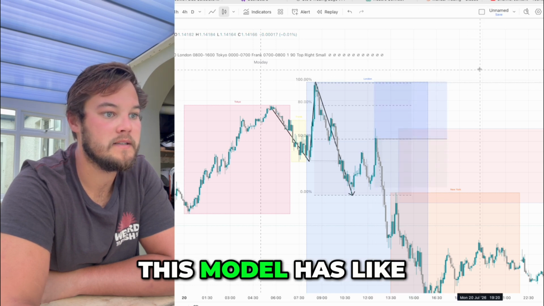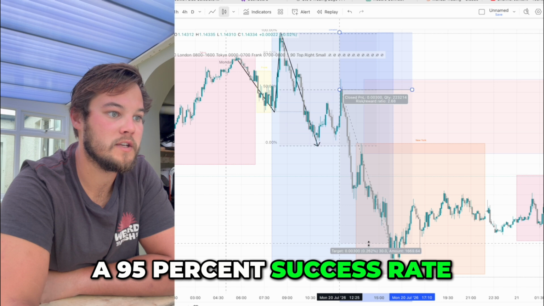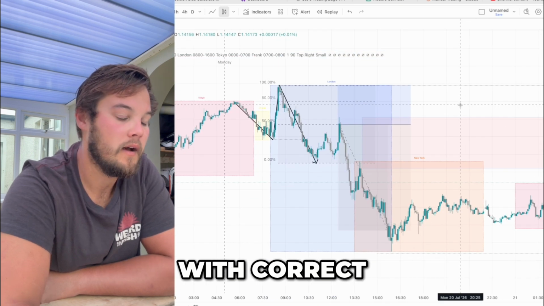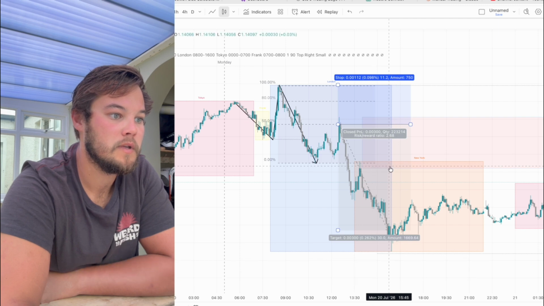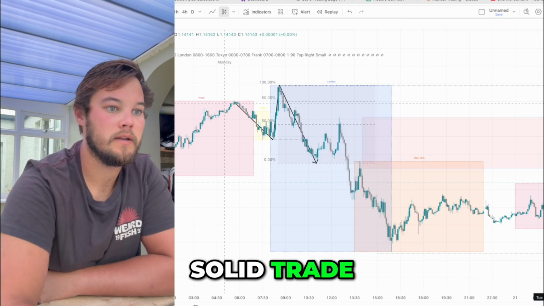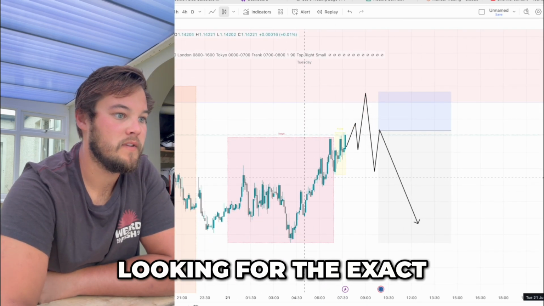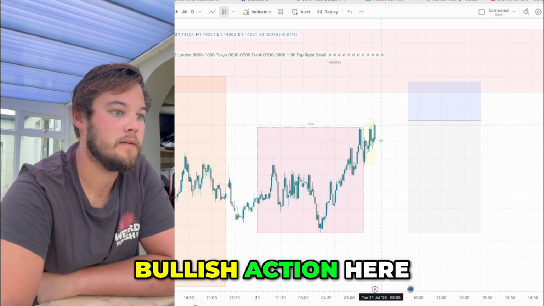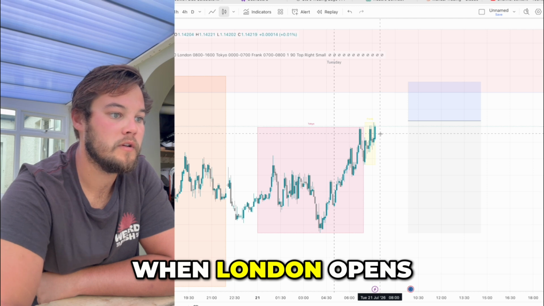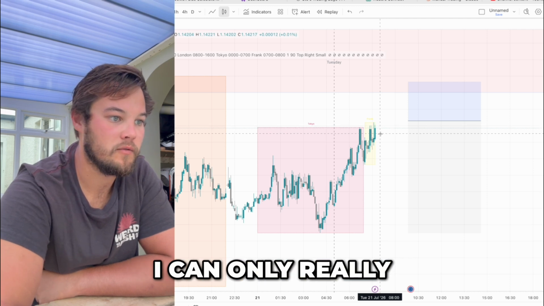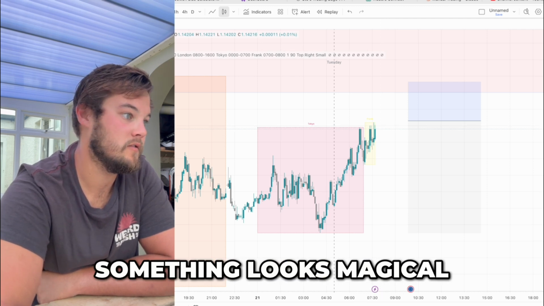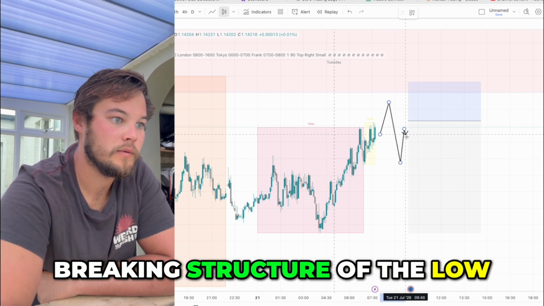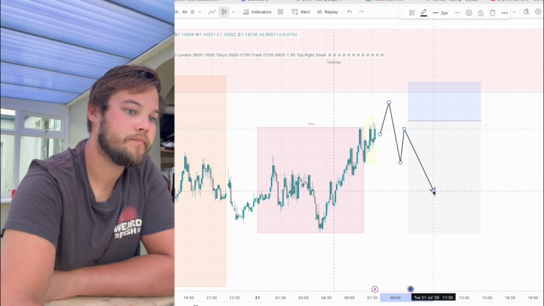And in backtest, this model has like a 95% success rate if it's applied in the right areas with correct higher time frame structure. Yeah, and that was yesterday's trade, solid trade. But this morning, I'm looking for the exact same thing. I need to see this bullish action here when London opens, because I can't take trades in Frankfurt, I can only really take them in London unless something looks magical. Got to see the take of the high, breaking structure of the low, and then the continuation.